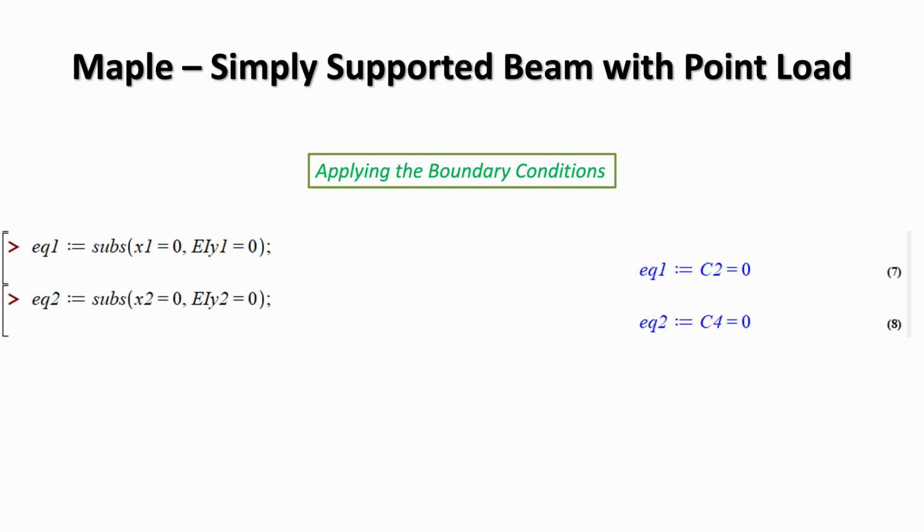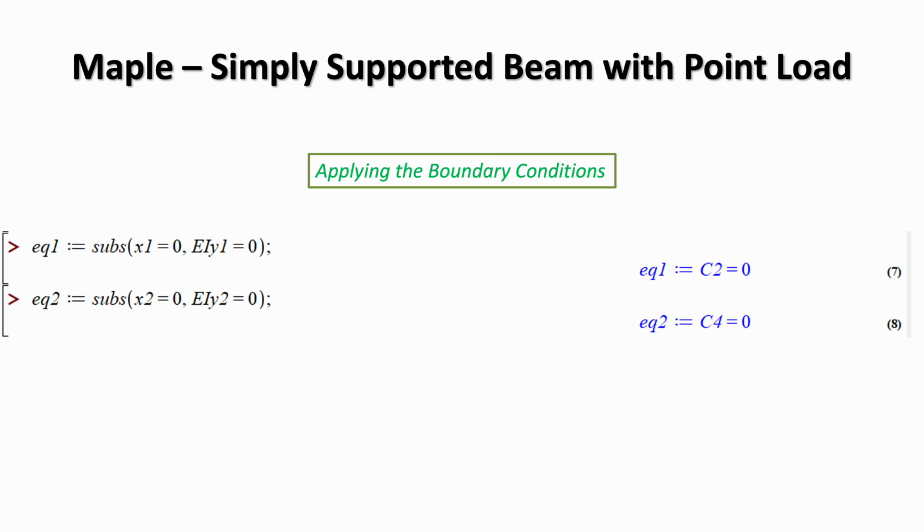On this slide, we apply the boundary conditions in Maple. The Maple command subs means substitute. It replaces a variable with a specified value inside an expression. In the first line, we substitute x1 equals 0 into the deflection expression for region 1 and set the result equal to 0. This enforces the boundary condition that the deflection at the left support is 0. In the second line, we substitute x2 equals 0 into the deflection expression for region 2 and again set the result equal to 0, enforcing 0 deflection at the right support.